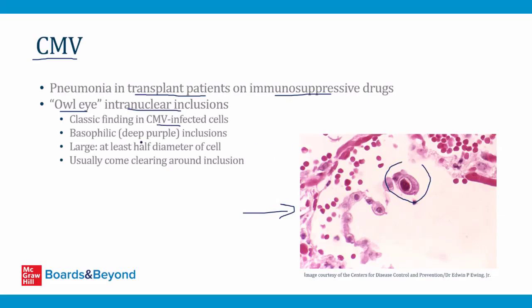Basically, it's a basophilic or deep purple inclusion in the nucleus of the cell. It's very large. It takes up at least half the diameter of the cell, just like you can see here. And usually there's some white clearing around the inclusion, which you can also see in this example here. So get familiar with this. Don't confuse it with a Reed-Sternberg cell in lymphoma. That looks different. I talk about that in other videos. You see this type of thing in a board question when they're talking about cytomegalovirus infection.